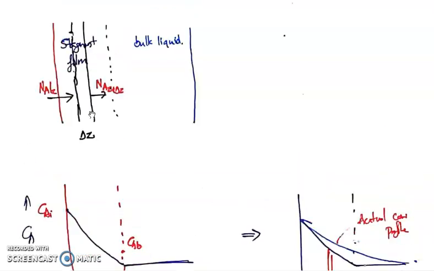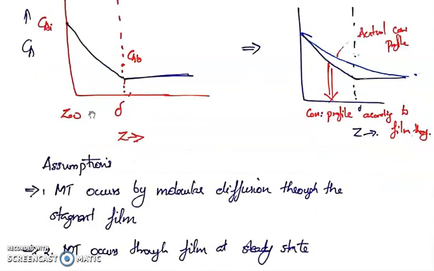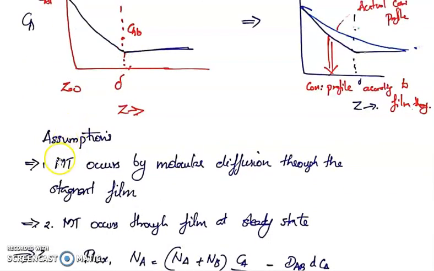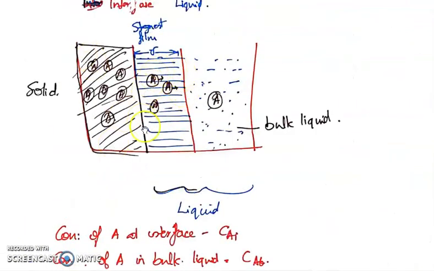So in order to solve this model, we have to make a few assumptions. So assumptions of film model: number one, mass transfer occurs by molecular diffusion through the stagnant film. Here we have assumed that the film is stagnant. There is no bulk motion of liquid in the stagnant film. Hence, we can rightfully assume only molecular diffusion takes place in the film.